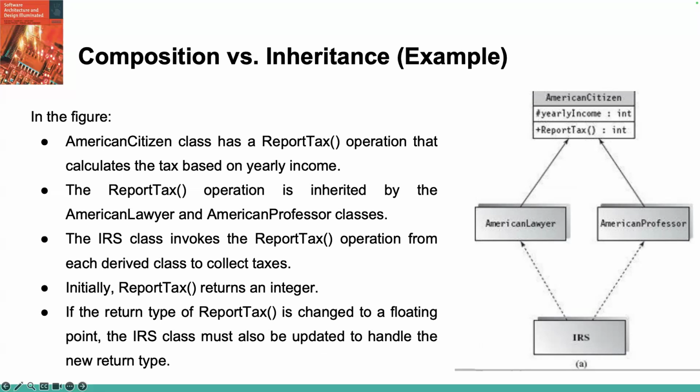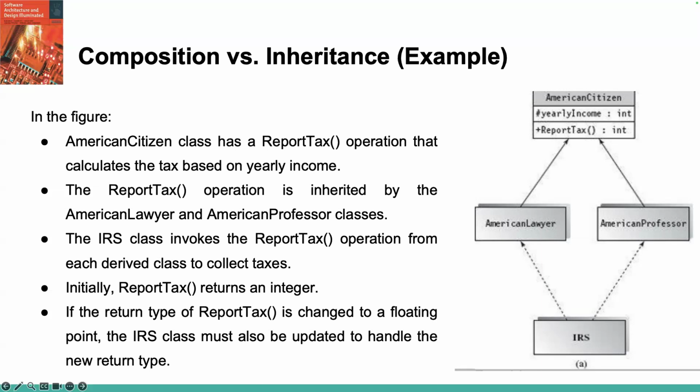In the figure, we have an American Citizen class that defines a reportTax operation, which calculates the tax based on yearly income. The operation is inherited by the American Lawyer and American Professor classes, allowing them to calculate taxes using the same method. The IRS class invokes the reportTax operation from each derived class to collect taxes. Initially, the reportTax operation returns an integer value representing the total tax amount. However, the return type of reportTax is changed to a floating point value.